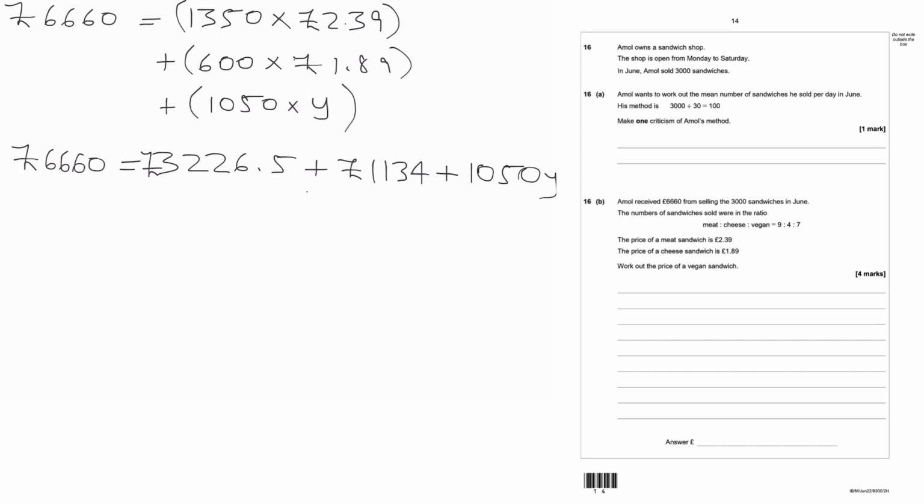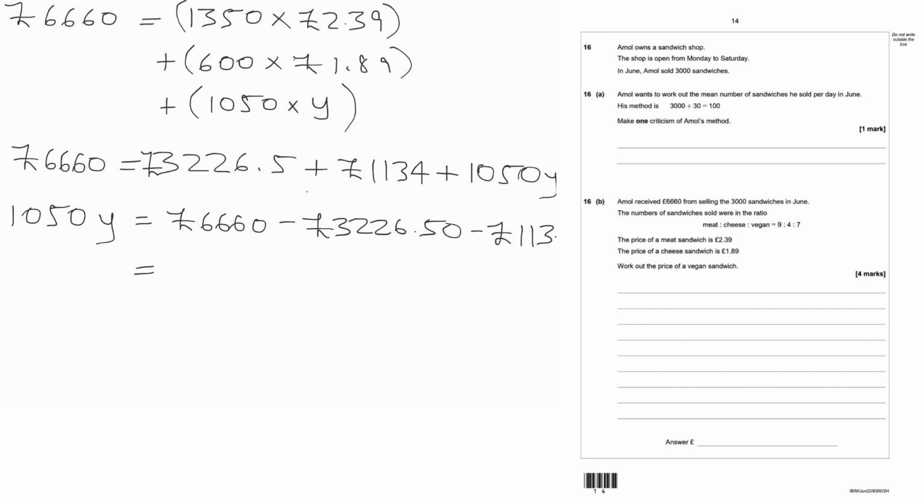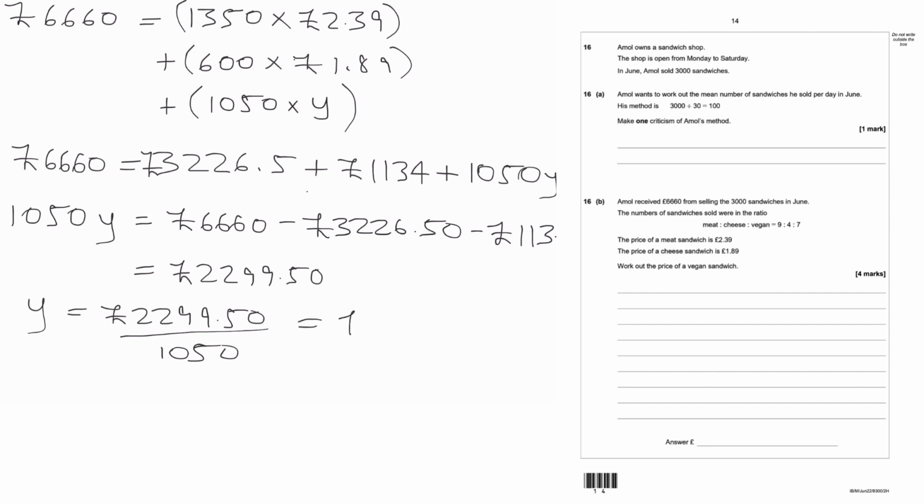So what I can do now is I can say 1,050y equals £6,660 minus £3,226.50 minus £1,134. This gives me a total of £2,299.50. So if we isolate y, we can move this 1,050 across. So y equals £2,299.50 divided by 1,050, which gives me a total price for the vegan sandwich of £2.19.